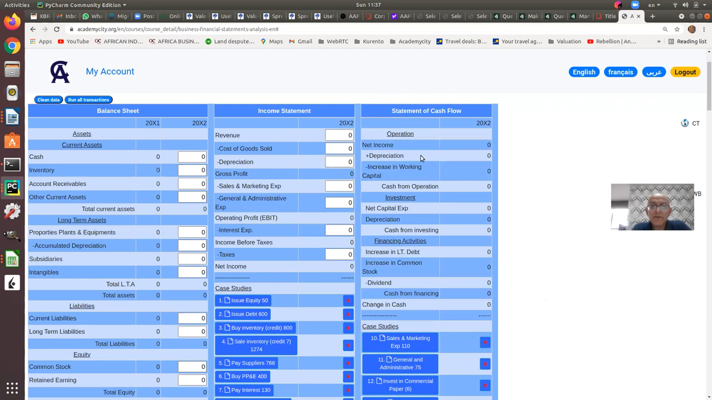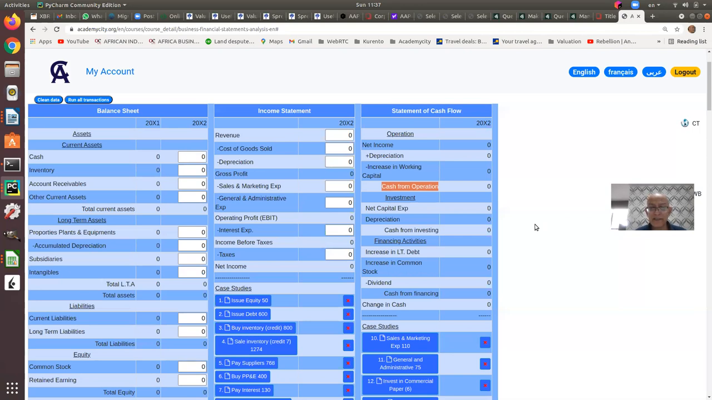Operation. We have cash from operation. It's a very important number. This is saying how much cash the company is really generating during the year from actually doing their business. We took the example of buying and selling shoes. How much cash, not profit, cash do you actually generate?